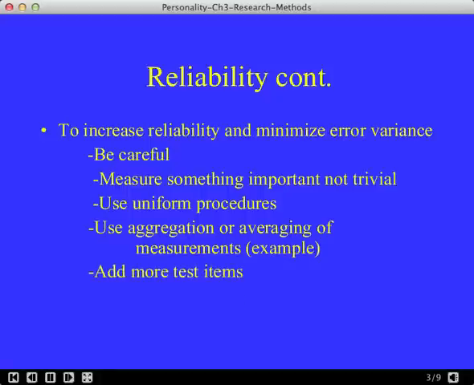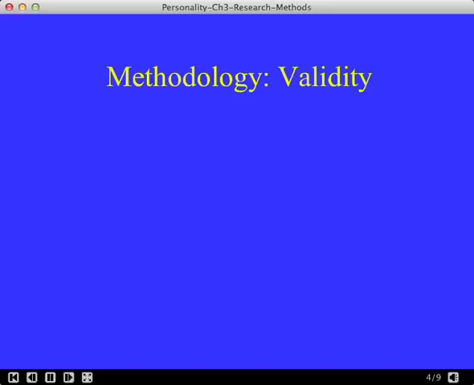The best way to increase reliability of a test is to add more test items and to make the test long enough to represent all important topics. Also, make sure the test actually covers what was taught or assigned.